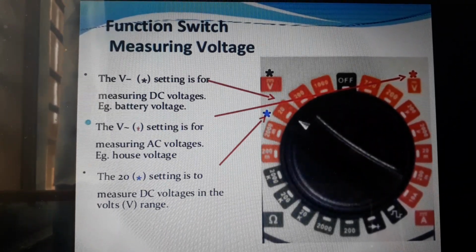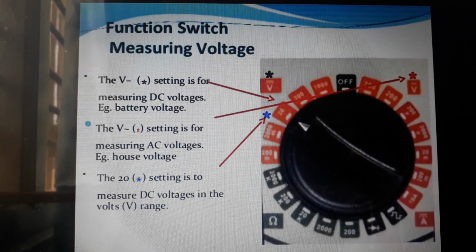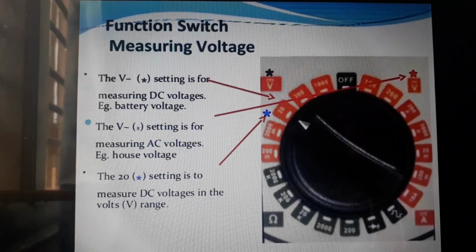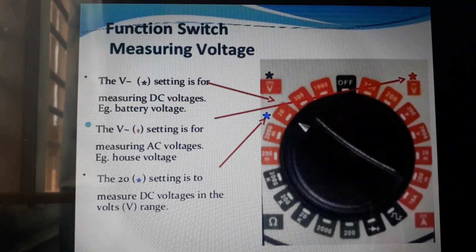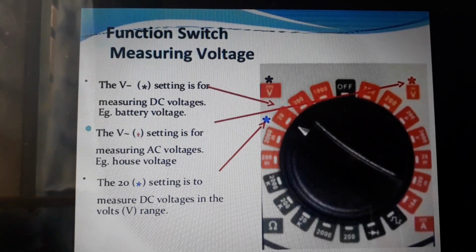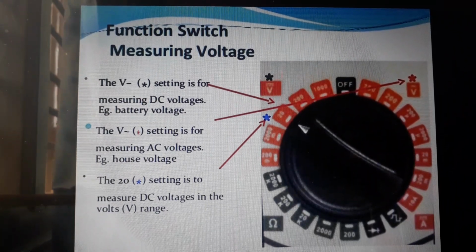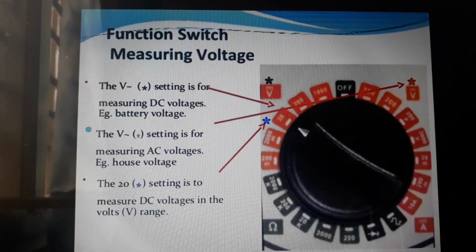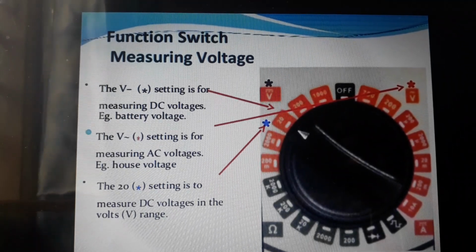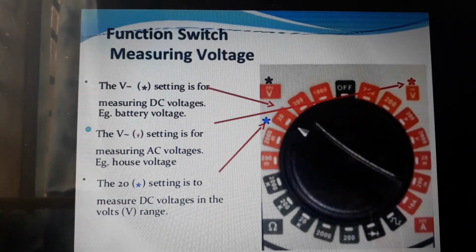For measuring the voltages, see here, we are observing three color stars in these figures, that is black, red and blue. See, the black color V appears with two lines above the top of V, that indicates the DC voltages. The V sets for measuring DC voltages. Where are we using DC voltages? Generally in the laboratories for testing of the batteries. So if we want to measure battery voltages, we have to go for this area.